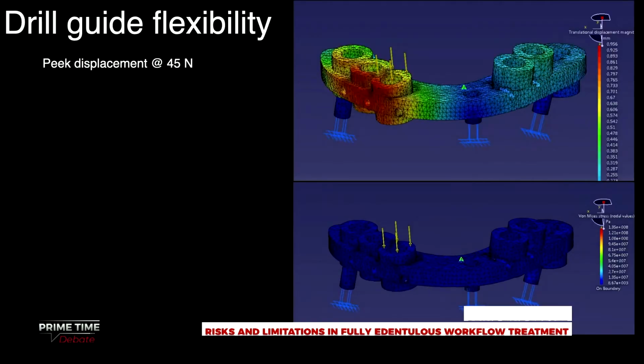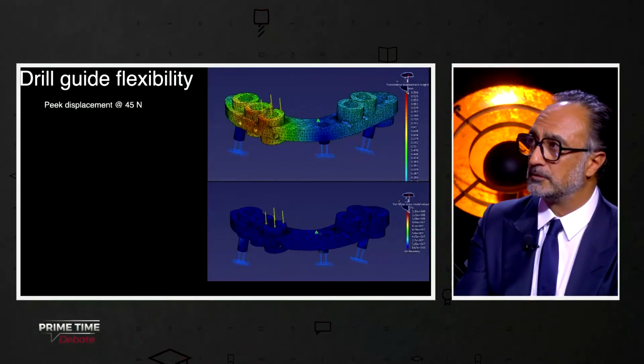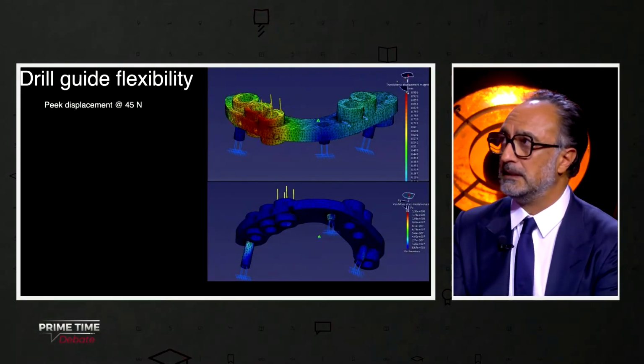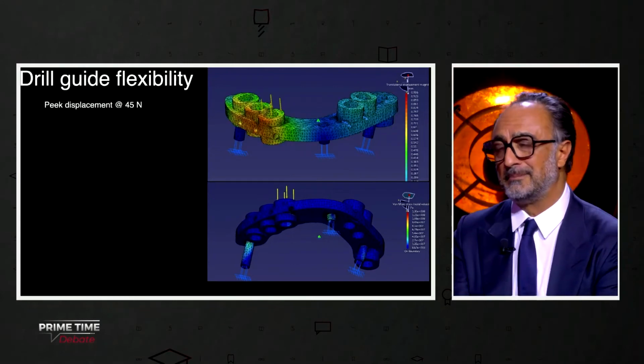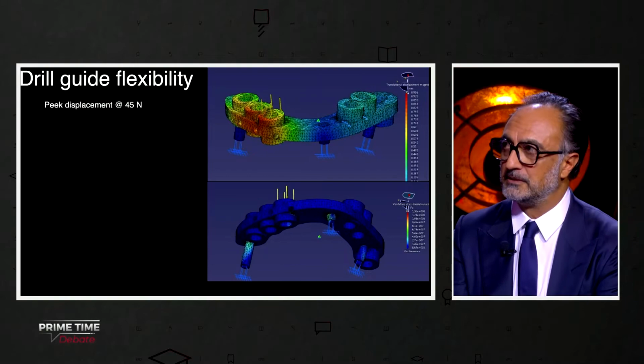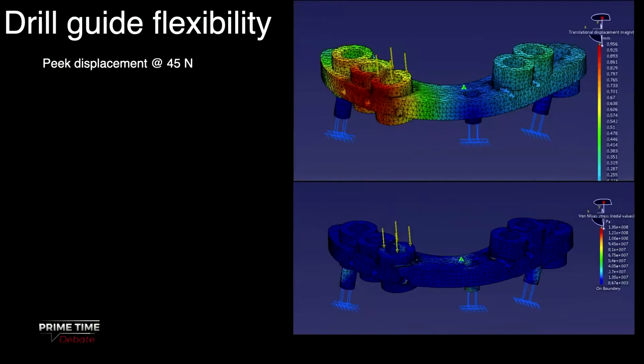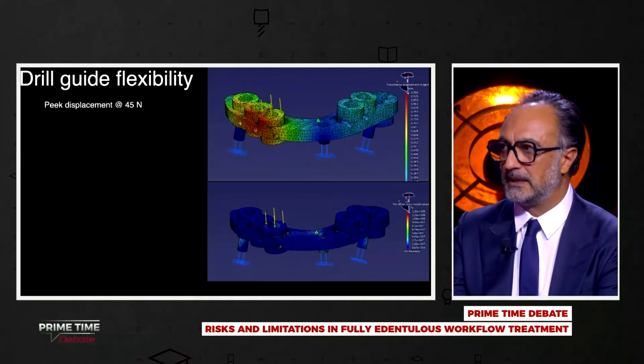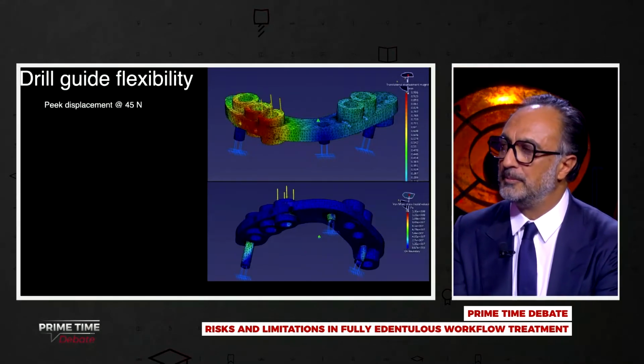Exactly. And you can see, even with this kind of computer animation, this is a drill guide made out of PEEK, which is a really very stiff and very stable material, fixed on 3 mini implants. I am applying only 45 Newton centimeter, and you get that kind of deviation. So you can visualize what the effect could be.